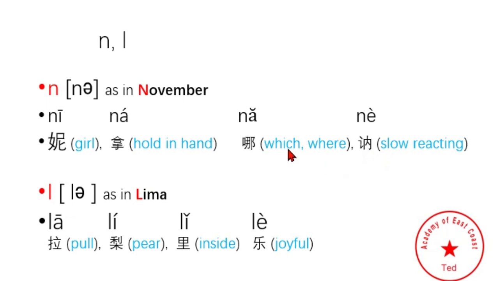Then let's come to l. L as the L in Lima. Let's practice with tones in the syllables with the characters. The first tone, la. Next one, li. Next one, li, third tone. Next one, la.